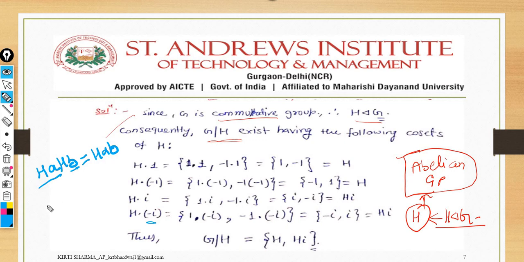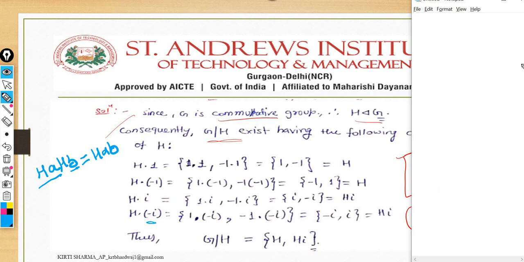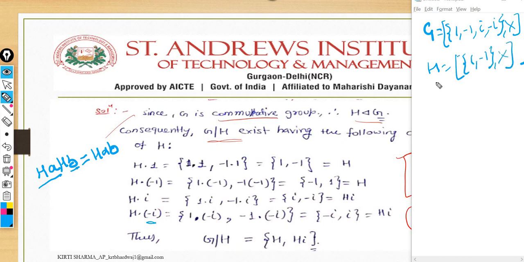Here I am taking the rough sheet to give you more clarity. G is the group which consists of elements 1, minus 1, iota and minus iota with the multiplication operation, and H is the normal subgroup which consists of 1, minus 1 with the multiplication operation, right? So we have to check it. Here H and element A, what can we take? I'm taking 1. So with respect to it, what should be the answer?